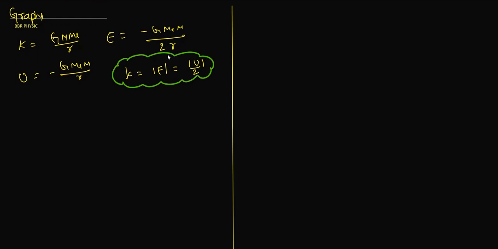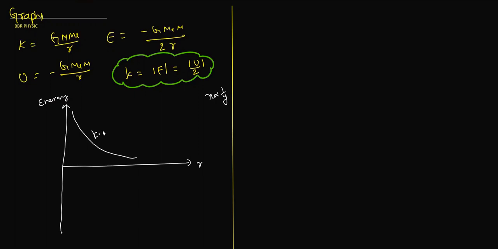So we need to plot the graph of energy versus R. Let me take energy on the y-axis and R on the x-axis. If you observe these three formulas, only one is positive, that is kinetic energy. Kinetic energy is inversely proportional to R. If X is inversely proportional to Y, it follows a rectangular hyperbola. So you'll get a graph like this.